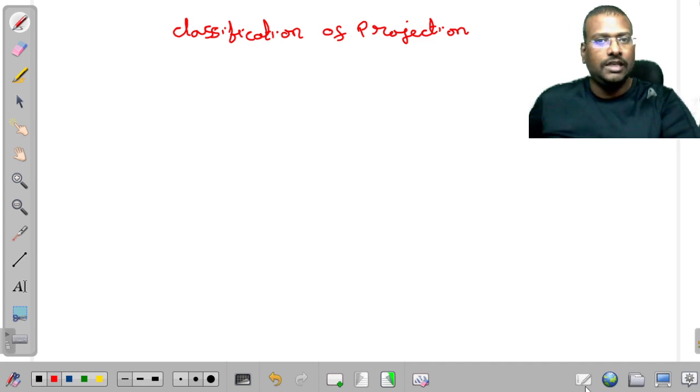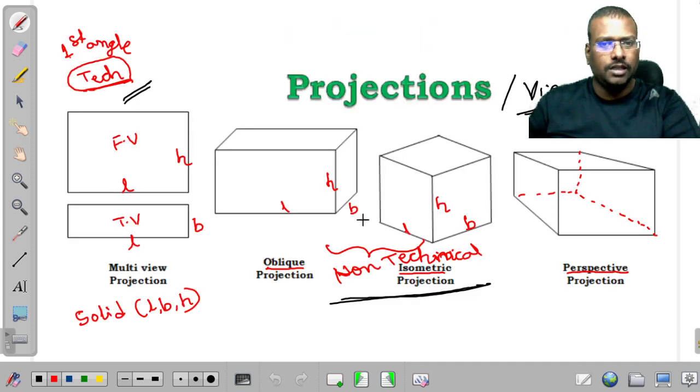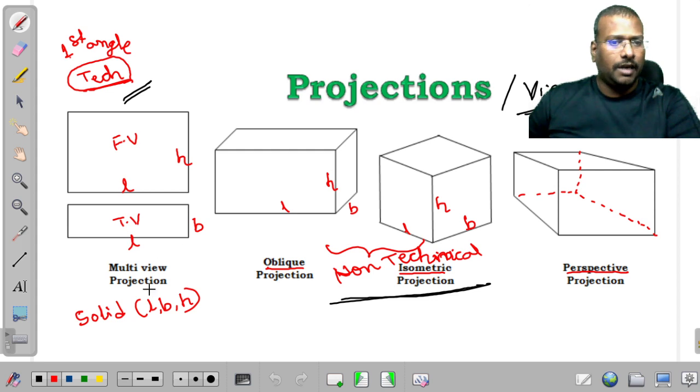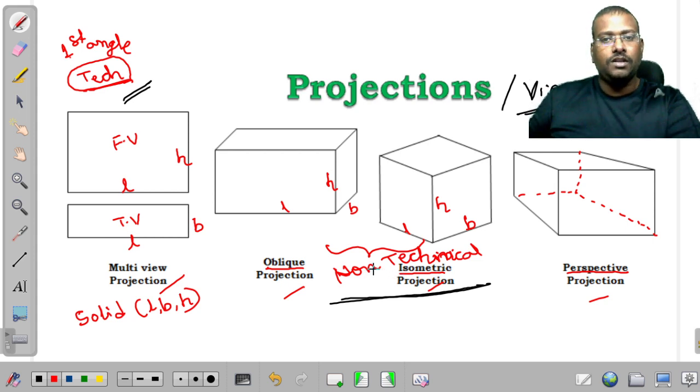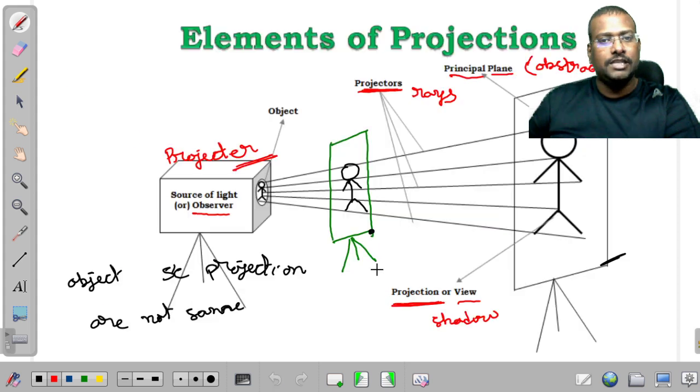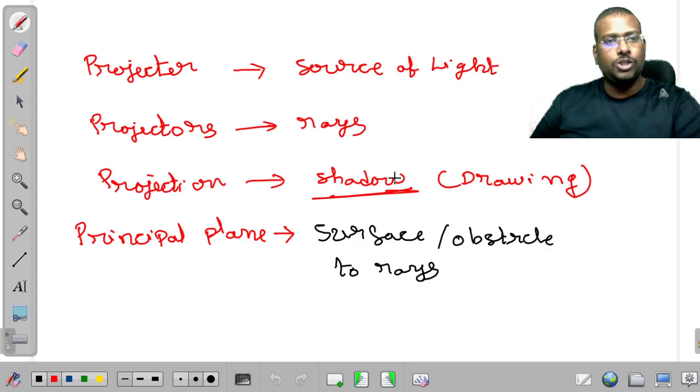In the previous one itself I said projections. Here I gave a few: multi-view projection, oblique, isometric, perspective. What are the characteristics of them? When we get one particular type of projection, we'll discuss it in this particular video. Before that, you should be aware of some basic terminology, whatever is mentioned here.